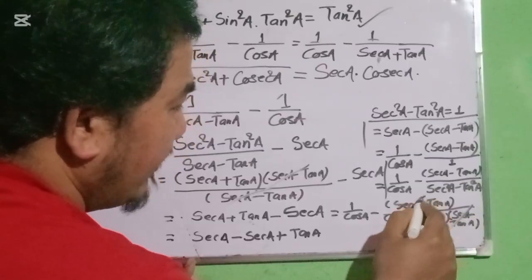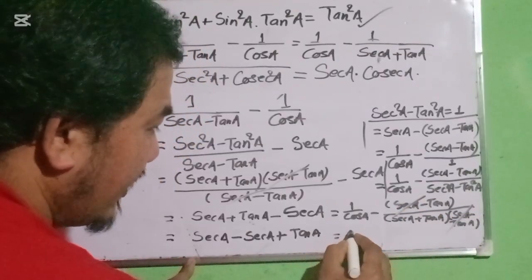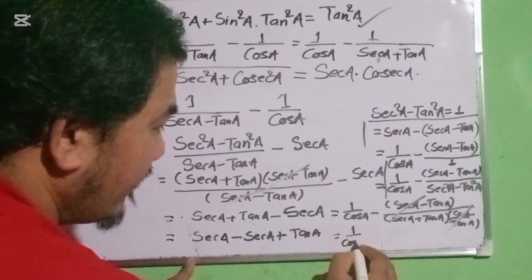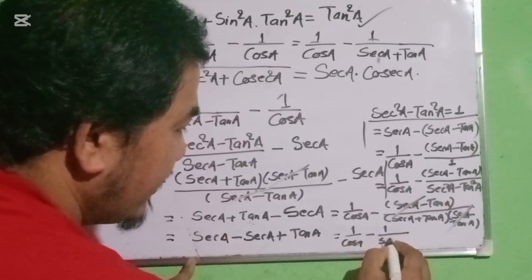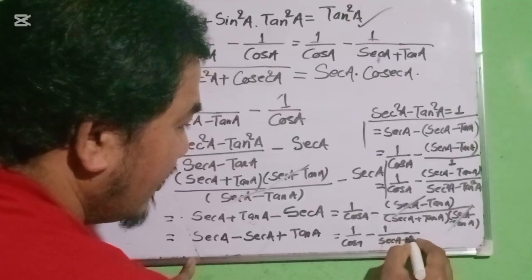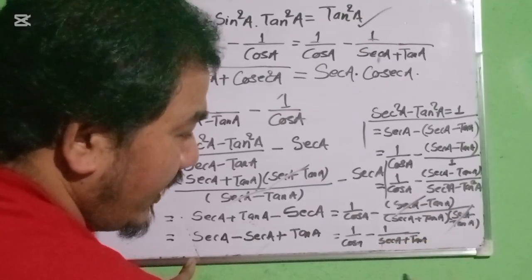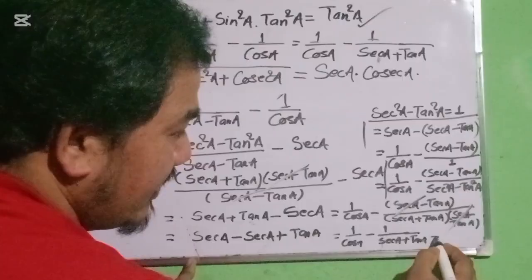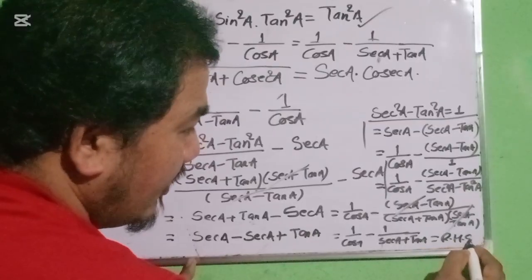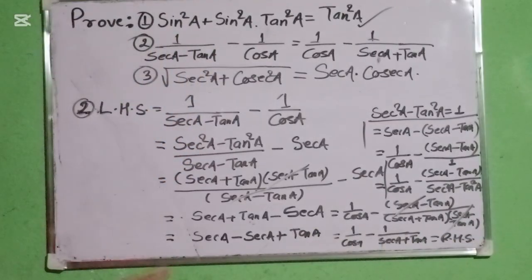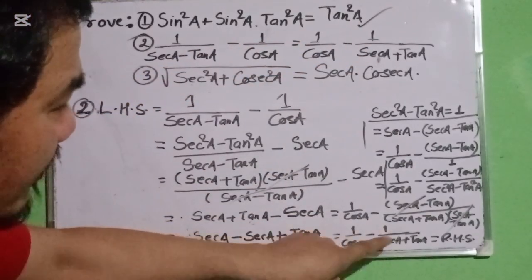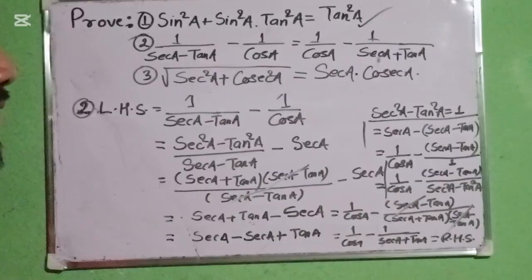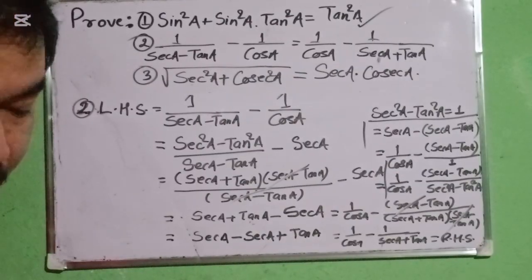This sec A minus tan A, sec A minus tan A cancel. Then our result came 1 by cos A minus, here remaining 1 by, down here is sec A plus tan A. Like this we have to prove. This is our right hand side. Look here, 1 by cos A minus 1 by sec A plus tan A. Like this we have to bring the right hand side of this question. I hope you understood it.